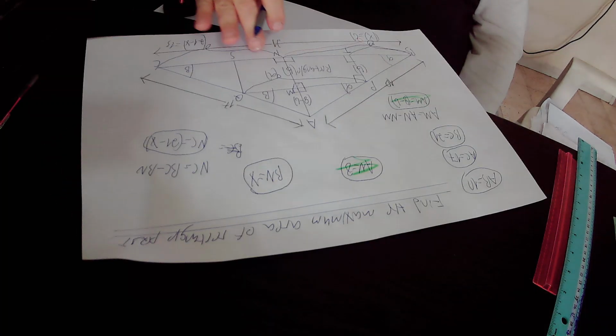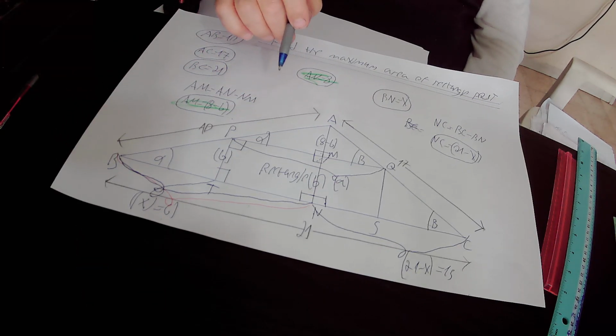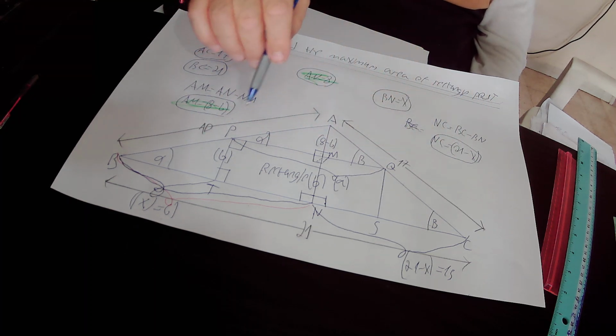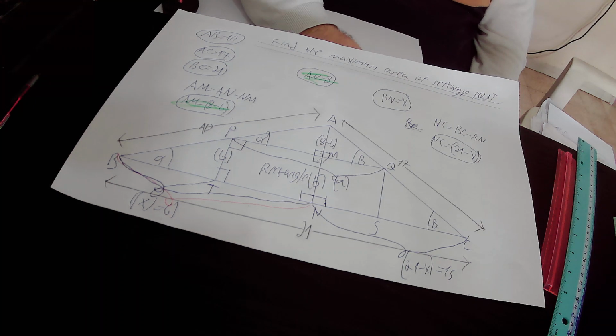Okay, so in the next step we prove that the big triangle ABC is similar to the small triangle APQ. So I write it down. We prove that the big triangle ABC is similar to the small triangle APQ.